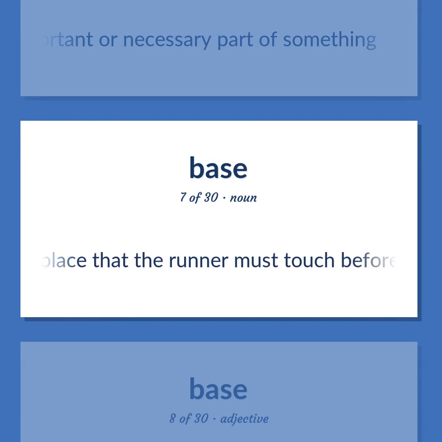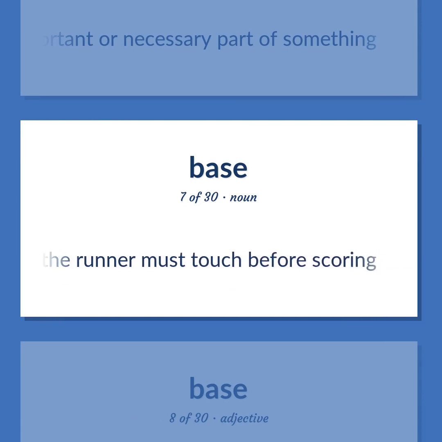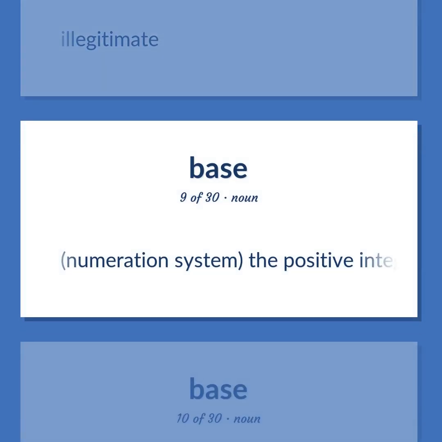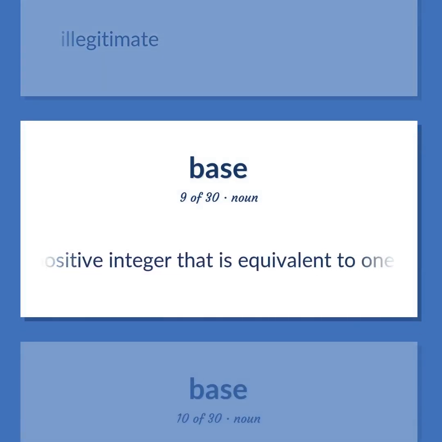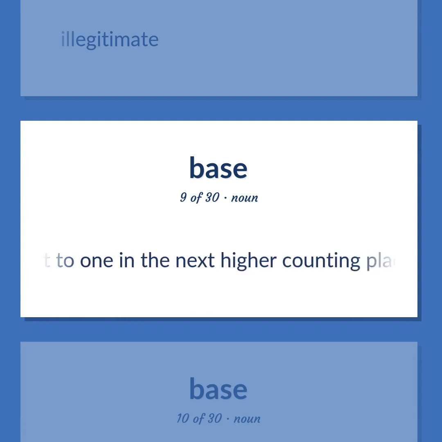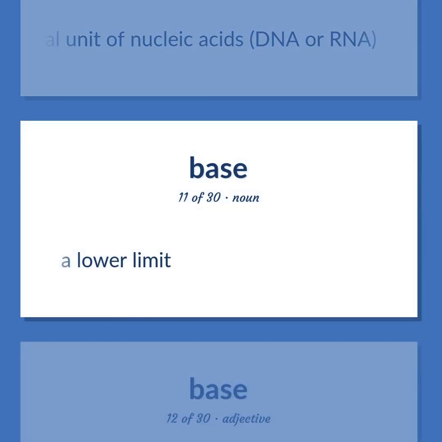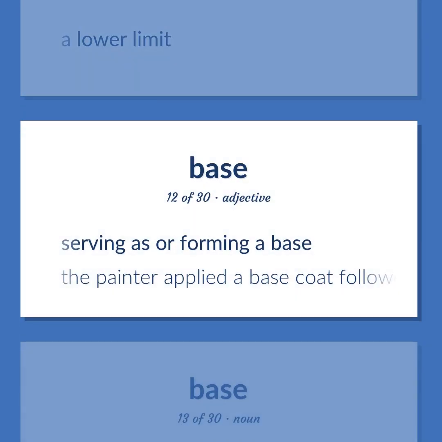A place that the runner must touch before scoring. Illegitimate. Numeration system. The positive integer that is equivalent to 1 in the next higher counting place. A phosphoric ester of a nucleoside. The basic structural unit of nucleic acids, DNA or RNA. A lower limit. Serving as or forming a base. The painter applied a base coat followed by 2 finishing coats.